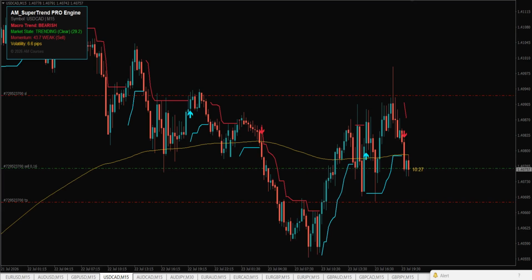But look at what's actually happening to your account here. Your capital is committed, your risk is live, and the market is giving you nothing in return. And watch the dashboard as this drags on. The momentum reading keeps drifting. At one point, it even flips to the buy side while the macro trend is still bearish. The two are disagreeing with each other.